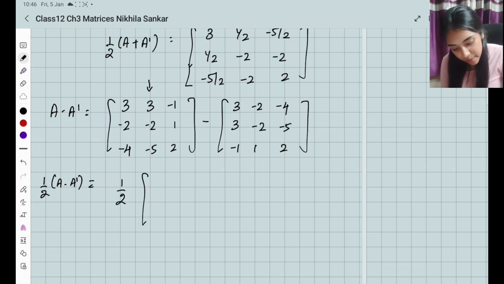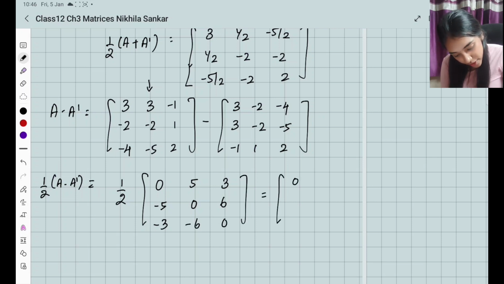Now when I subtract, 3 minus 3 is 0, 3 plus 2 is 5, minus 1 plus 4 is 3, minus 2 minus 3 is minus 5, minus 2 plus 2 is 0, 1 plus 5 is 6, minus 4 plus 1 is minus 3, minus 5 minus 1 is minus 6, 2 minus 2 is 0. If I divide all by half, I'm going to have 0, 5 by 2, 3 by 2, minus 5 by 2, 0, 3, minus 3 by 2, minus 3, 0.